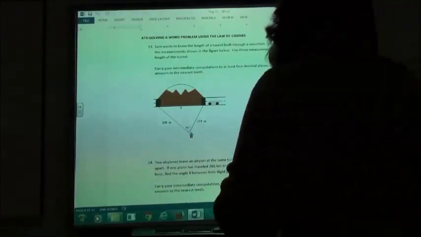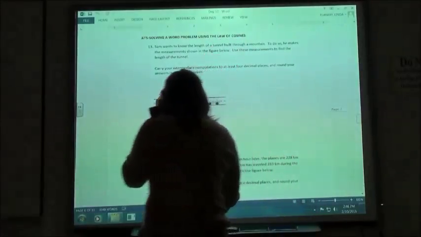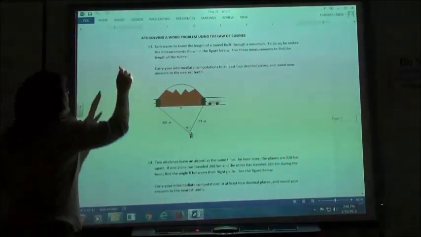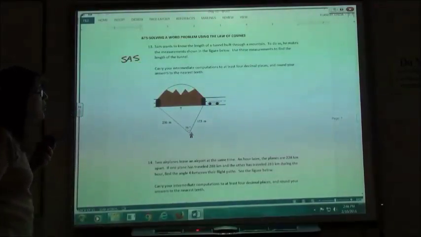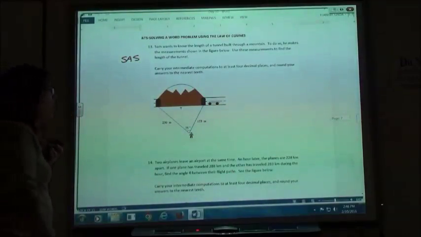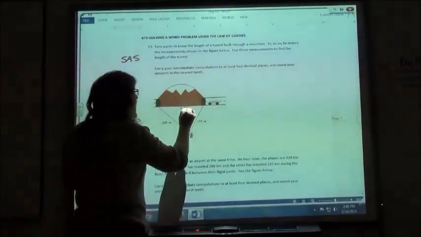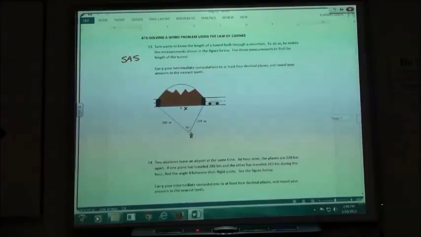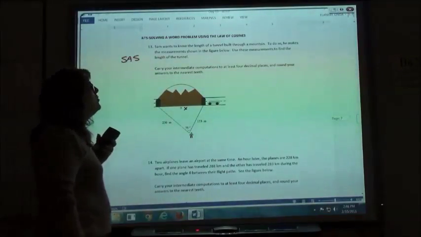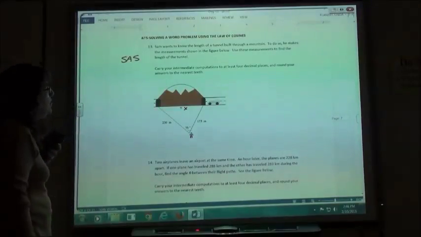We are going to do a word problem using the law of cosines. We said when we had the case where we had side, angle, side, that we could use the law of cosines in order to solve our problem. So we're missing this side here that's across from our angle. Sam wants to know the length of a tunnel built through a mountain. To do so, he makes the measurements shown in the figure below. Use these measurements to find the length of the tunnel.